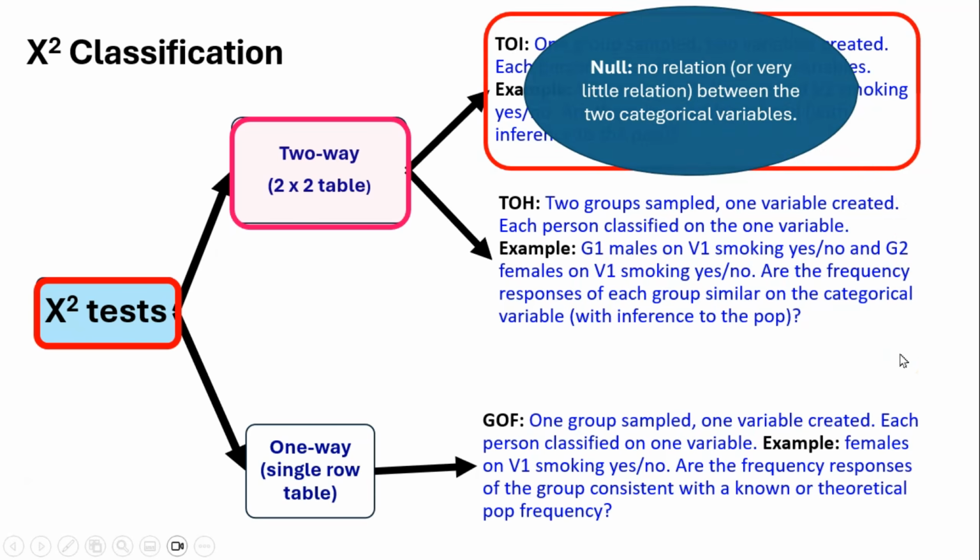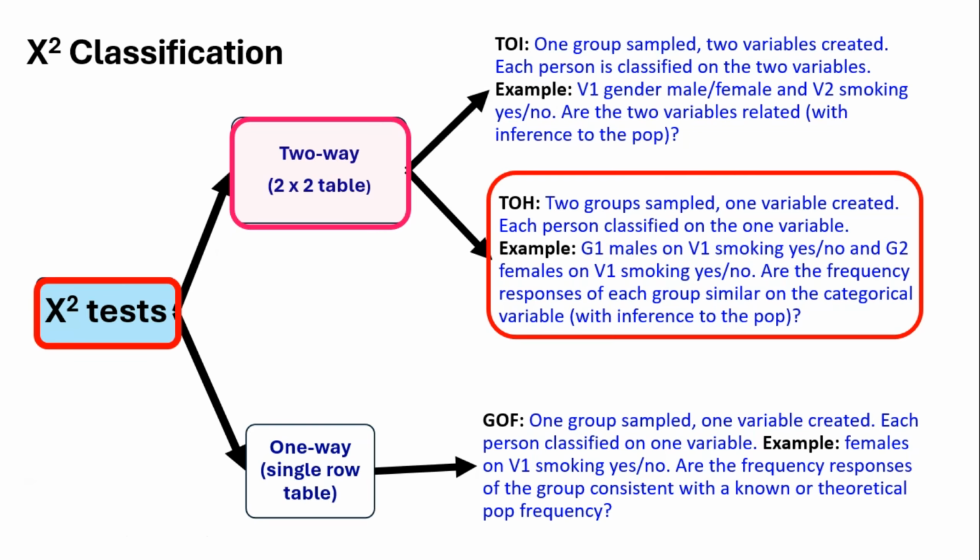Let's move on to the second one. This would be the chi-square test of homogeneity. In this case, two groups are sampled and one variable is created. Each person is classified on the one variable. For example, group 1 males on variable 1, smoking, yes, no, and group 2 females on variable 1, smoking, yes, no. The question is, are the frequency responses of each group similar on the categorical variable of interest, or are they different?